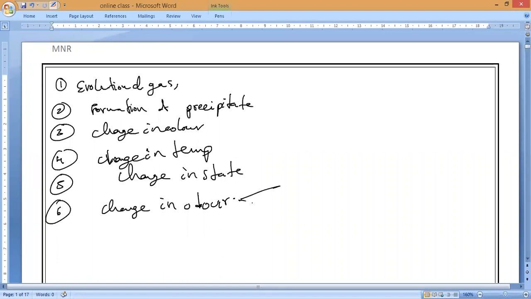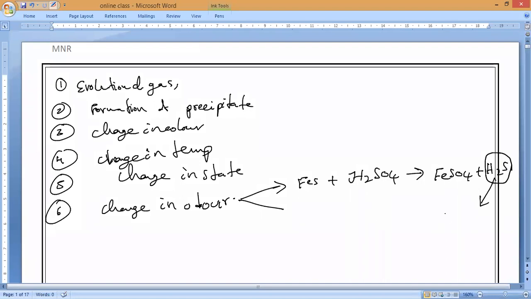Two examples I taught you. So that is, iron sulfide, FeS, will react with dilute sulfuric acid, H2SO4. It will give iron sulfate plus hydrogen sulfide. So what is the smell of this hydrogen sulfide? Rotten egg smell. Yes, rotten egg smell it will give.